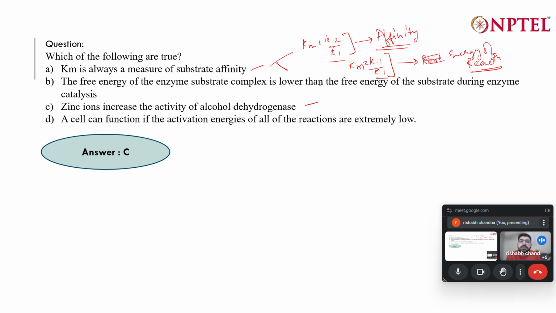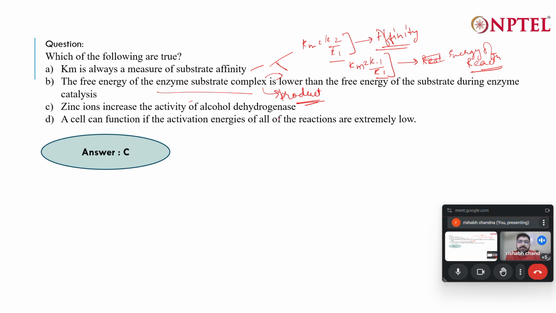The free energy of the enzyme substrate complex is lower than the free energy of the substrate during enzyme catalysis? No, the other way around is possible, because the enzyme substrate complex has free energy that is higher than the substrate alone, because it is being converted to the product molecule. So that's why this is a false option.